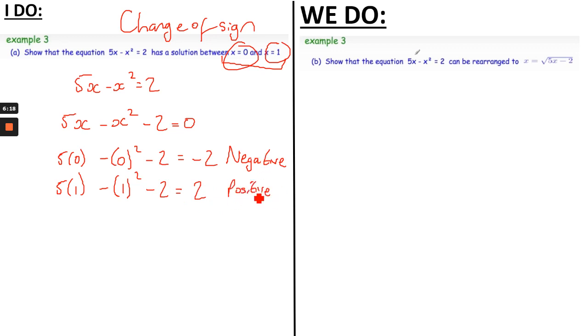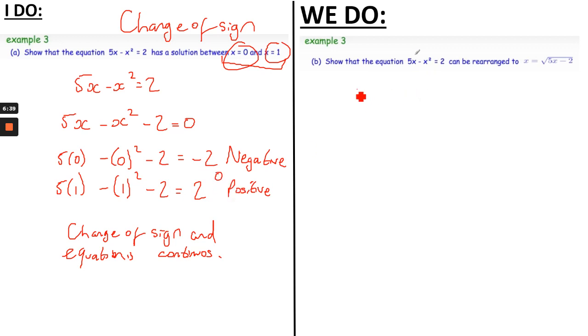So you can see that there's negative to positive, a change of sign, and just to put the icing on the cake, the equation is continuous. So if there's a change of sign, there must be a solution between those two answers. It must cross 0 at some point.